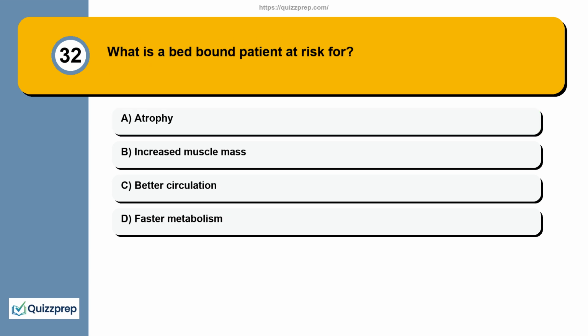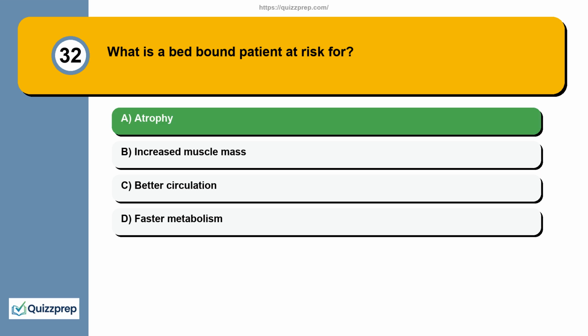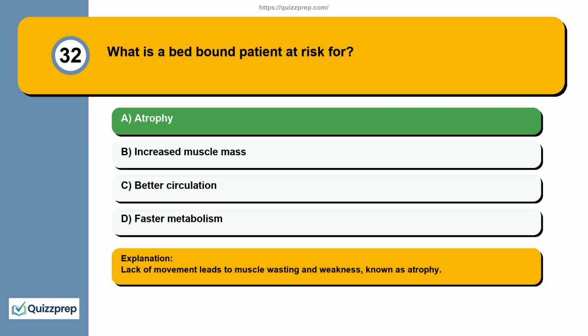Question 32. What is a bed-bound patient at risk for? Atrophy, increased muscle mass, better circulation, faster metabolism. Lack of movement leads to muscle wasting and weakness, known as atrophy.